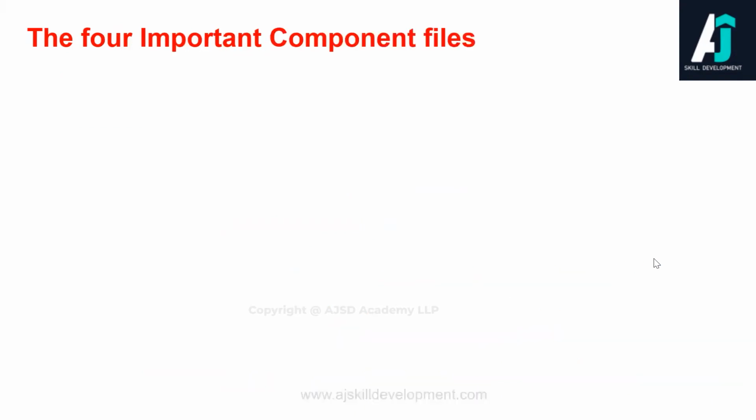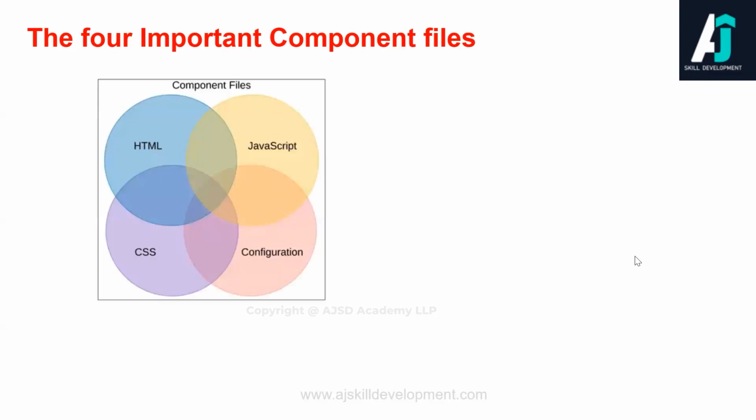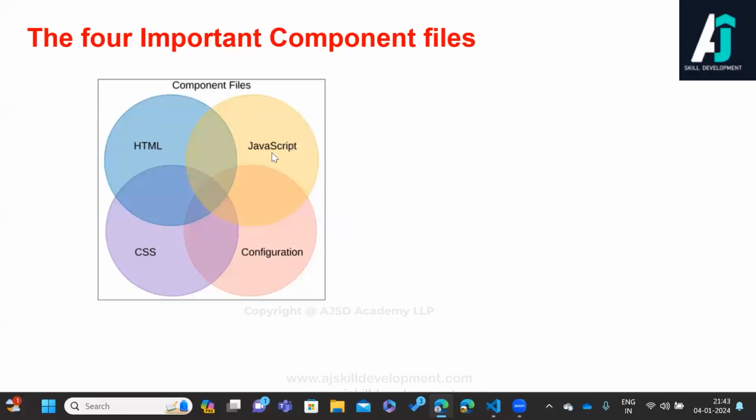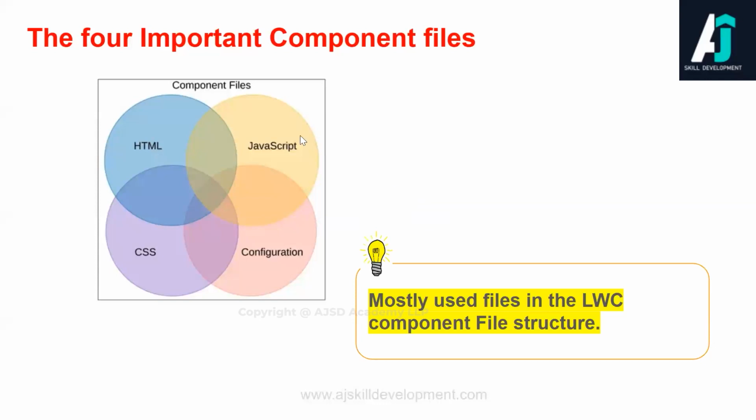So this is the entire folder structure, and you have to take note of four important component files: the HTML, JavaScript, the configuration, that is the XML file, and CSS. These four files play an important role. These four files make the component, the Lightning Web Component. So this is the concept of the folder structure in LWC. Let us meet in the next video.